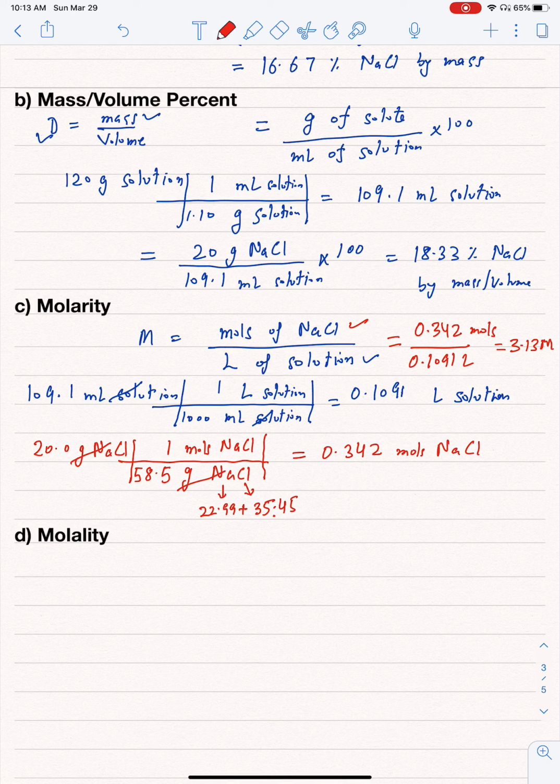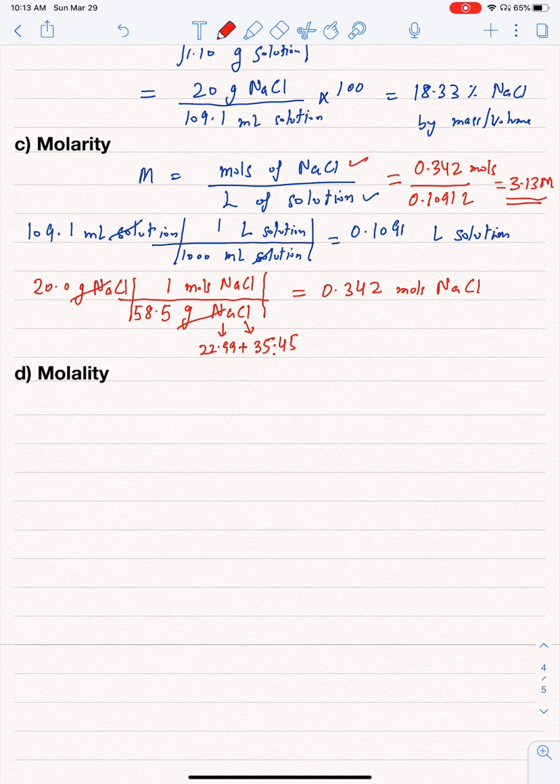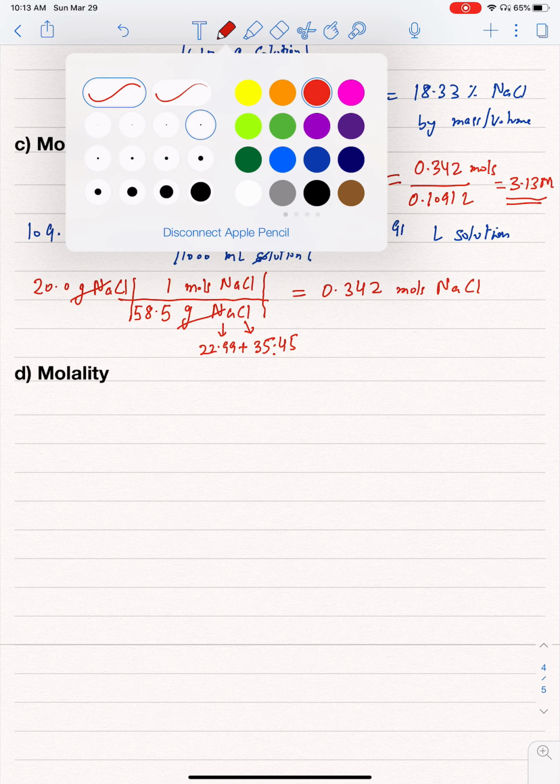The uppercase M can also be written as moles over liters. But anytime you see an uppercase M, that means we're talking about the molarity. So the molarity of this particular solution is 3.13. Okay, well, let's talk about how you're going to be calculating the molality here.